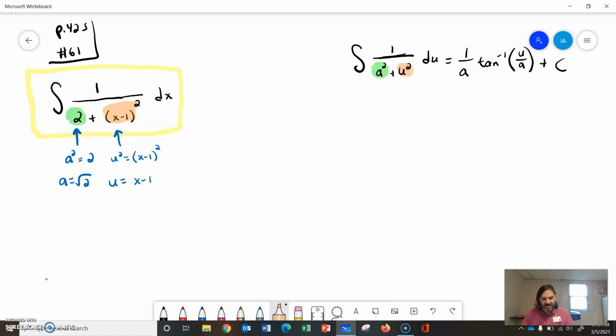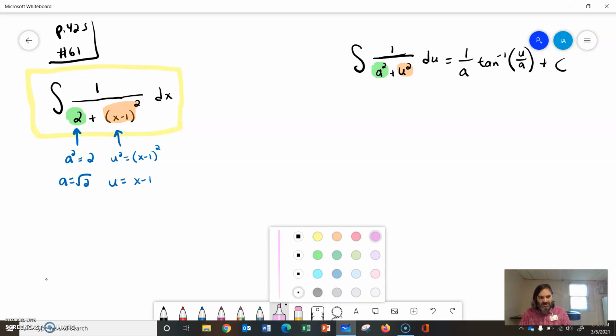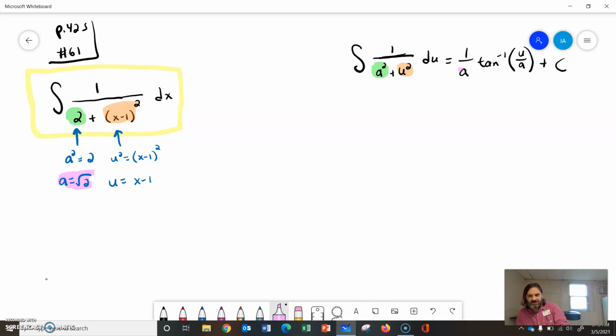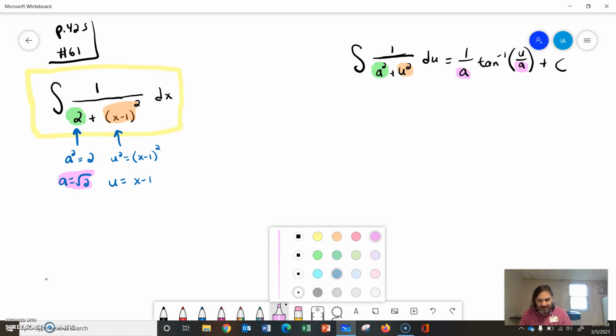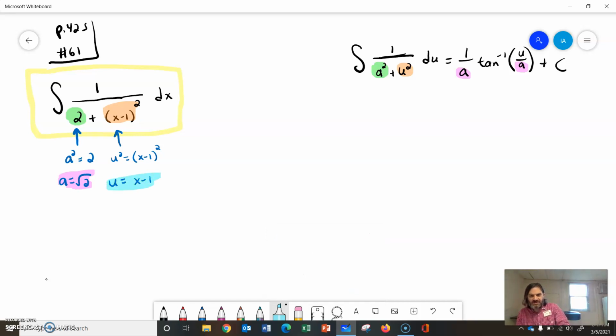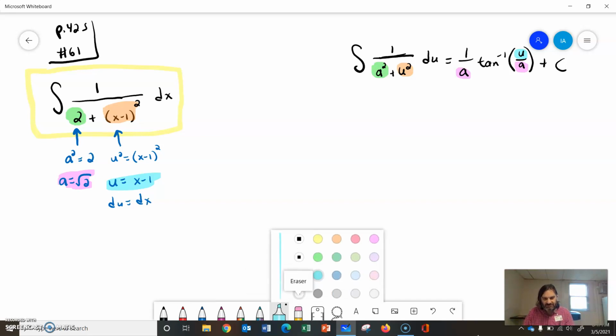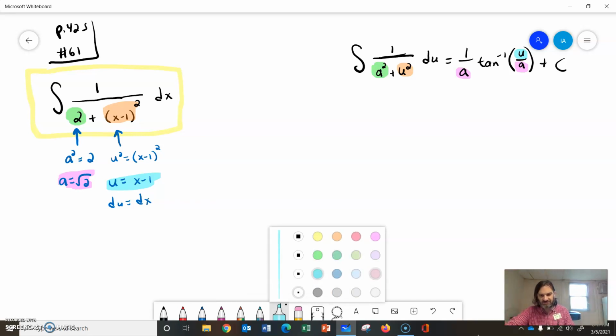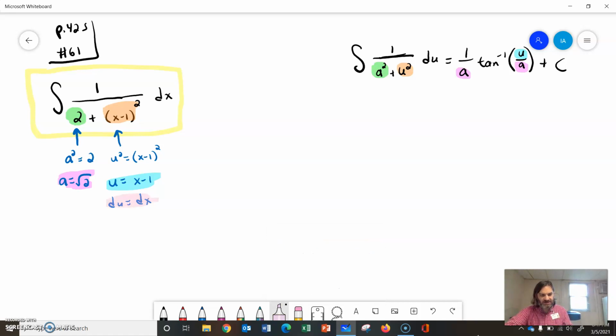But then when we go to the rest of it, just trying to continue here, a is square root of 2, so that'll end up in the appropriate places over here. And we need another color. Let's use a bluish color. U is x minus 1, so that'll end up in the appropriate places over here. And the nice thing about this one was that the derivative of u, du equals dx, so that can be easily replaced as well. So we can change everything in our problem to something else. So we can replace our dx with du very easily.